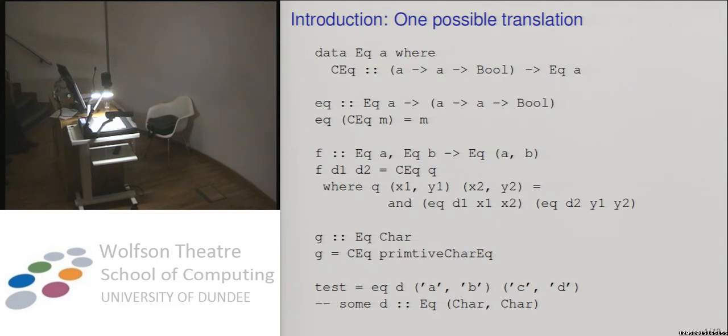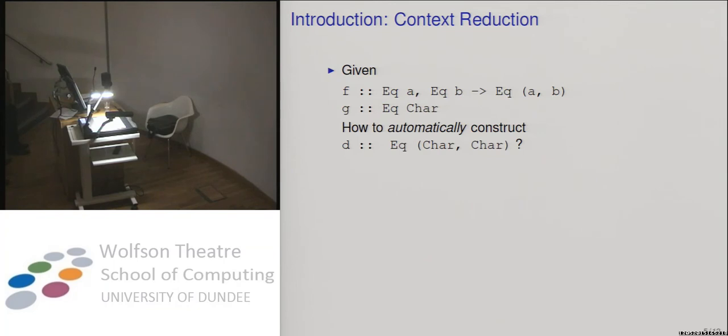So now we look at the test. By this translation, we will have to insert a thing. We don't know what that is yet, so let's call that D. What this means is we want to construct some evidence of this type, EQ of a pair of char, and we want to know what the shape of this D is. That might be the job for this context reduction task. So the question now becomes, given these two declarations, where F takes A and B and returns a pair and G is a character, how to automatically construct a D such that D has this type.